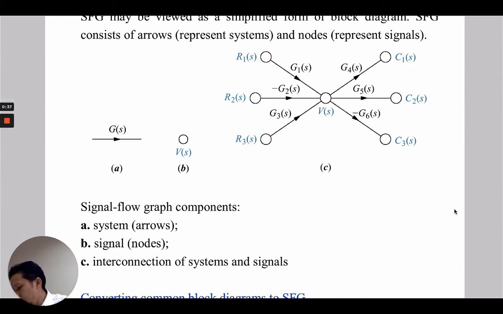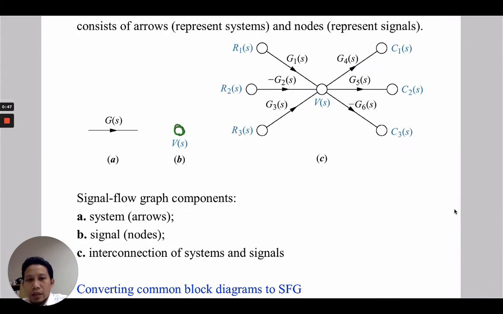And then in figure B, we have a node here. So this is the node, and this node represents the signals. And lastly, in figure C, you can see the interconnection of systems and signals. In this case, we have 6 systems that are represented by the arrows: G1, G2, G3, G4, G5, and G6. And then we have 6 signals represented by the nodes, and the labels are R1, R2, R3, C1, C2, and C3.